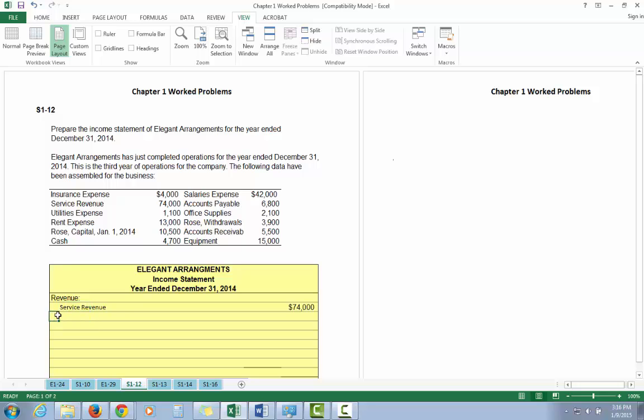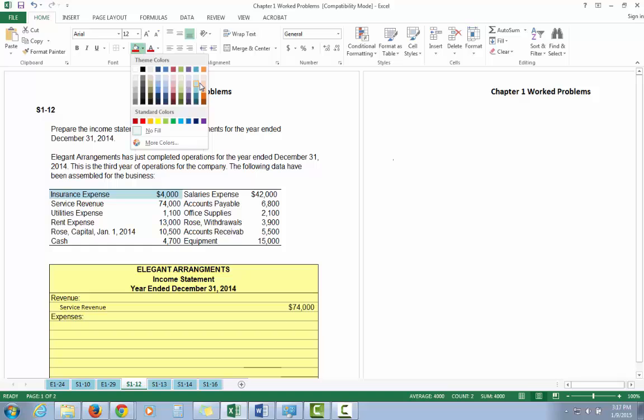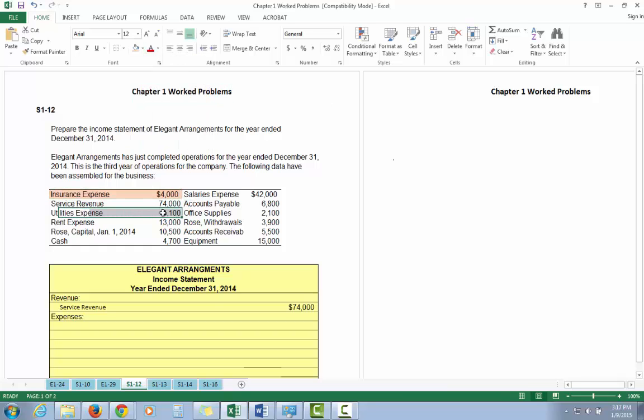The next thing we're going to do is list our expenses. Now, expenses are going to be listed in descending order from their total. So we'll look for all of our expenses and identify what they are, and then we'll list them in that descending order. So I see insurance expense. We've got utilities expense, rent expense, salaries expense, and that's it. So the first item we're going to list is salaries expense. Then we'll list rent, because that's the next largest, then insurance.